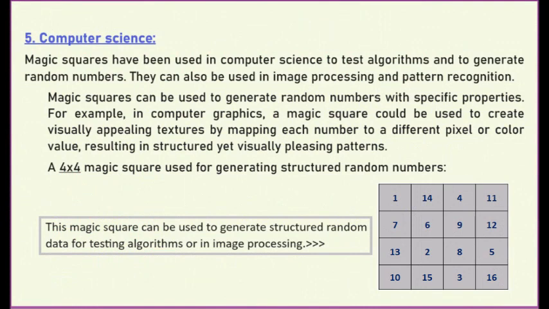5. Computer science. Magic squares have been used in computer science to test algorithms and to generate random numbers. They can also be used in image processing and pattern recognition. Magic squares can be used to generate random numbers with specific properties. For example, in computer graphics, a magic square could be used to create visually appealing textures by mapping each number to a different pixel or color value, resulting in structured yet visually pleasing patterns. A 4x4 magic square used for generating structured random numbers. This magic square can be used to generate structured random data for testing algorithms or in image processing.